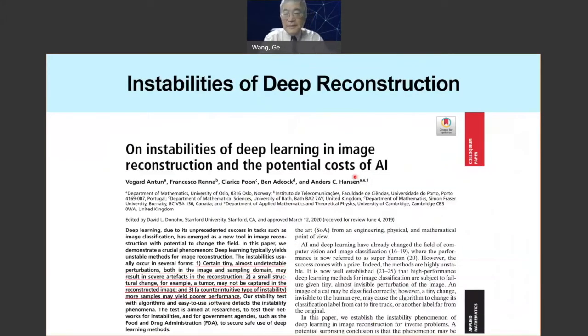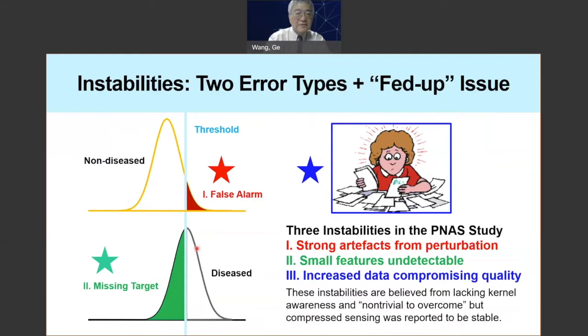This is a very important PNAS paper on instability of deep learning in image reconstruction and the potential risk of AI. In this study, three types of instability of deep reconstruction networks were reported for both deep CT and MRI reconstructions. These instabilities are believed to come from lacking kernel awareness and are non-trivial to overcome. However, in this paper, it was also reported that compressed sensing-based algorithms are very stable due to their inherent kernel awareness. Okay, three kinds of instability.